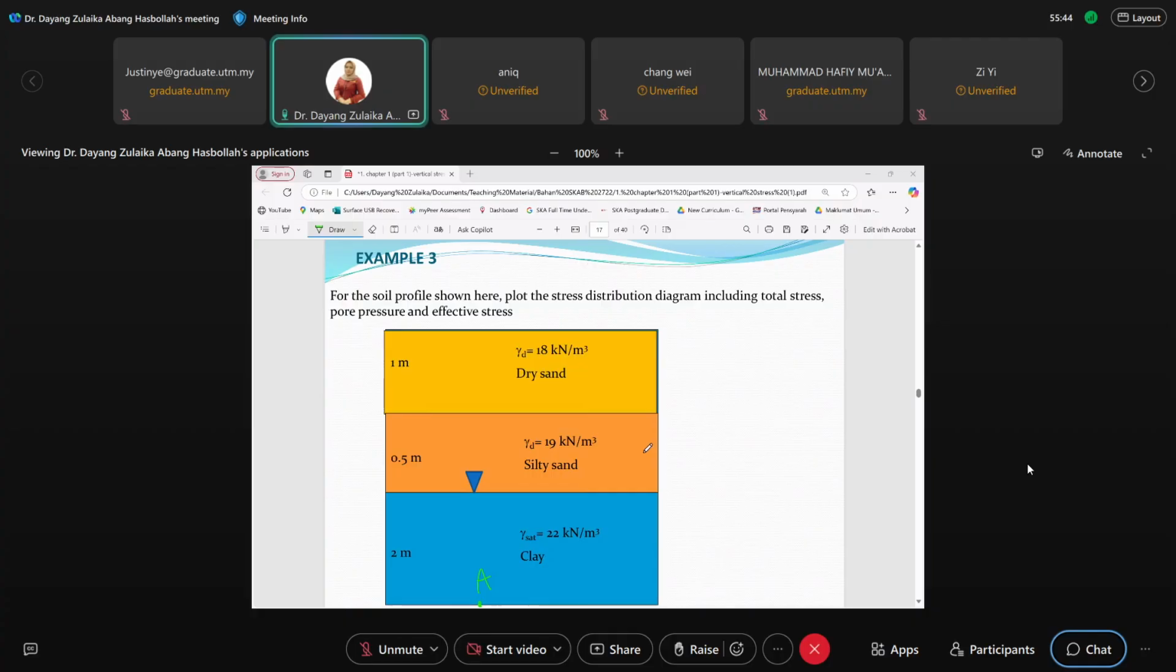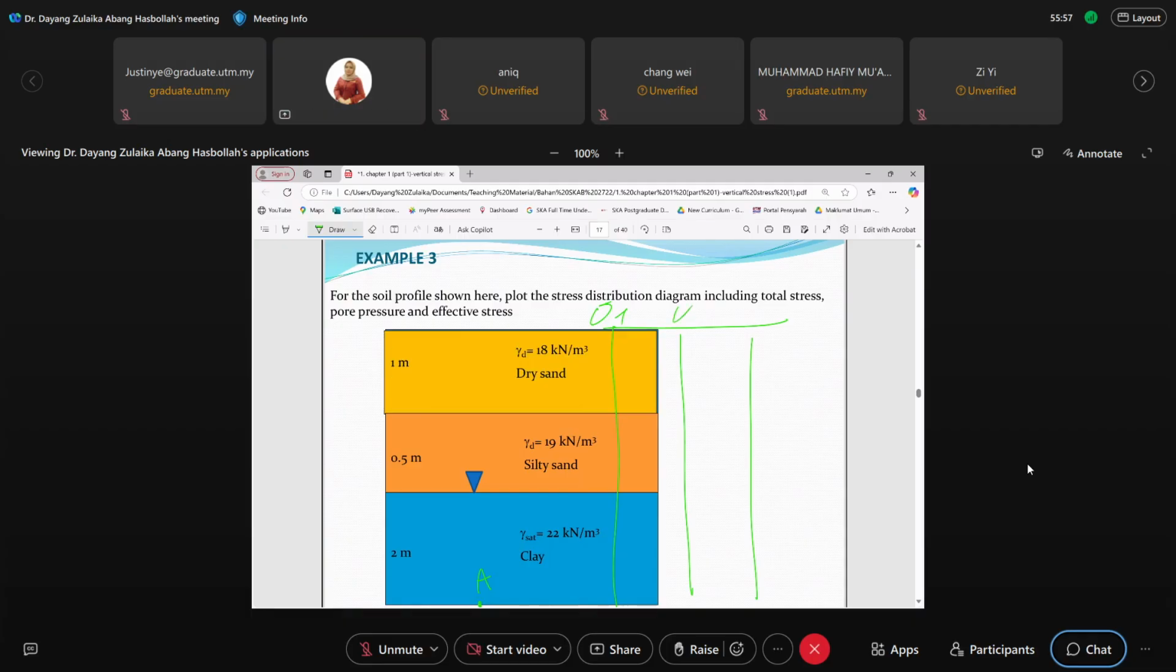Okay, so how to do this? Let's take a look. Let's make three columns. So we have sigma total, total stress, pore pressure, and we have effective. For total stress, there is no overburden pressure on top of it, so we start with 0.